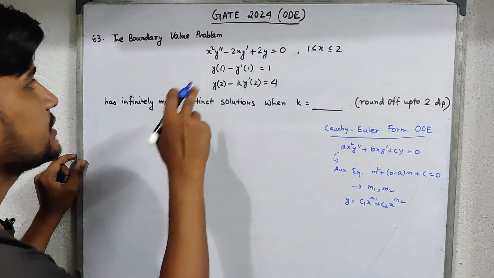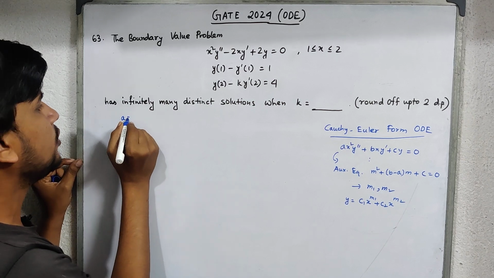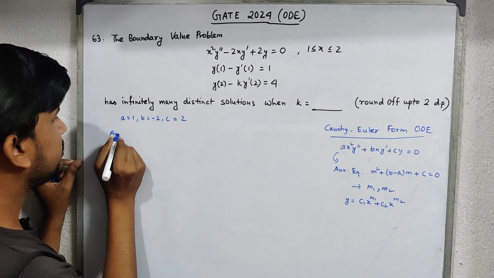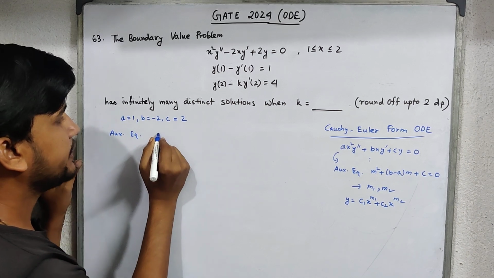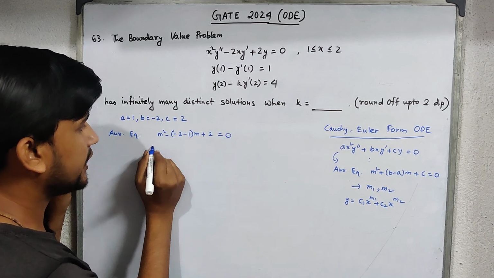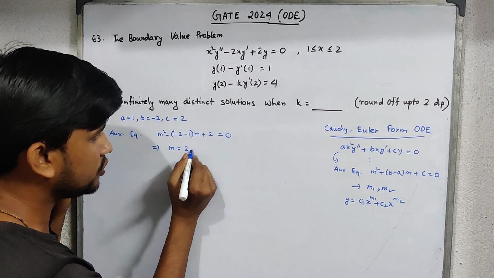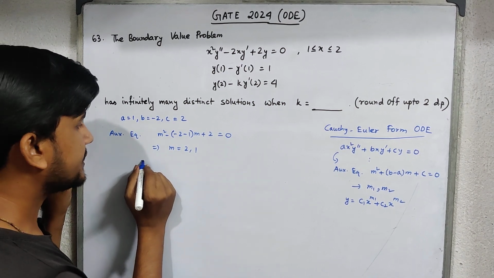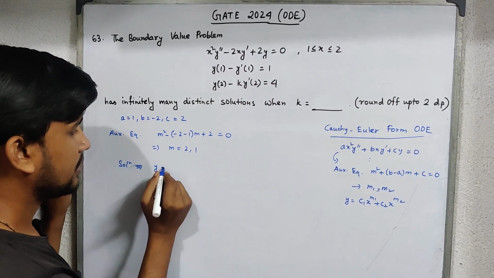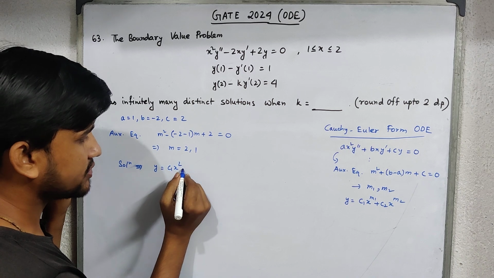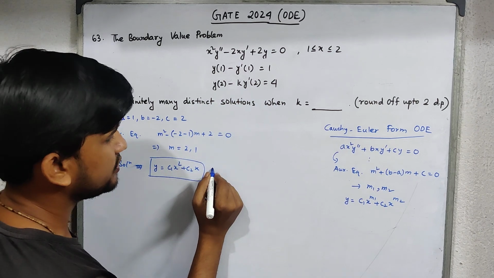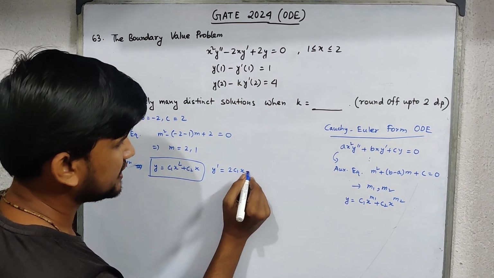See here, the value of a equals 1, b equals -2 and c equals 2. So the auxiliary equation becomes m square minus (-2 minus 1) into m plus 2 equals 0, and from this equation we get m equals 2 and 1. Therefore we can write the solution as y equals c1 x square plus c2 x. Here y dash is present, so y dash equals 2 c1 x plus c2.